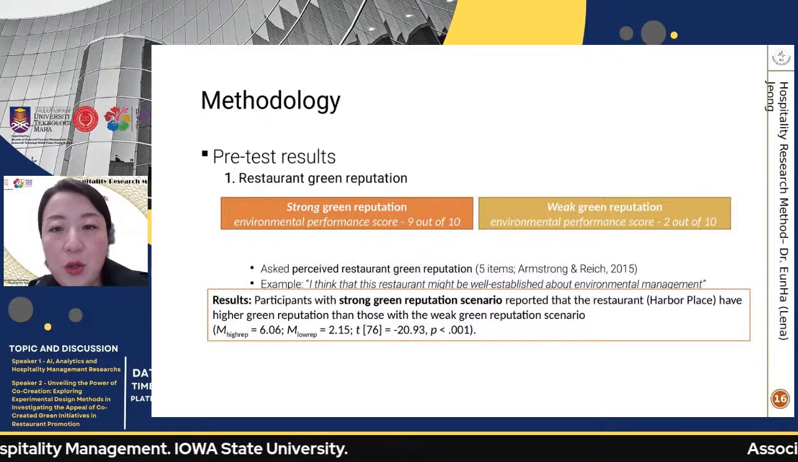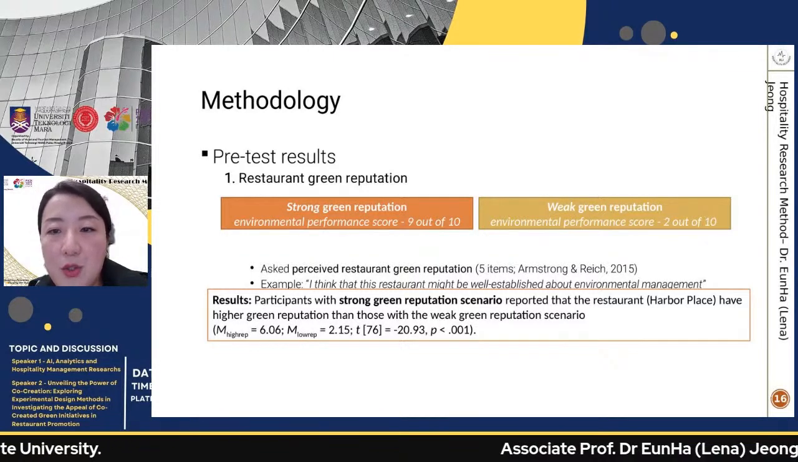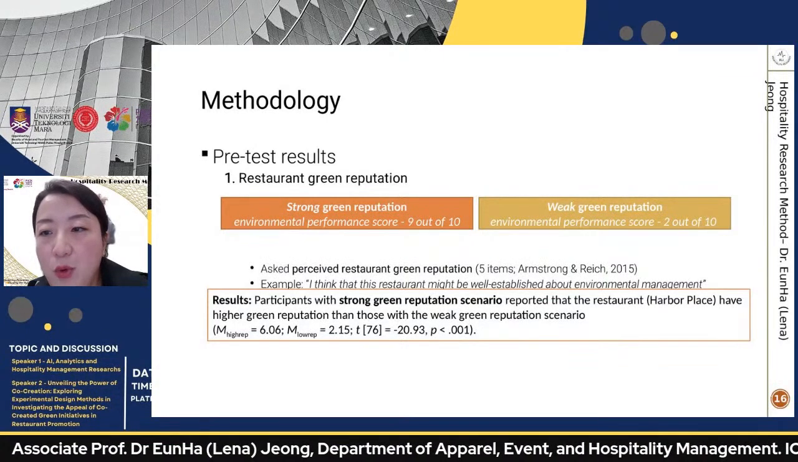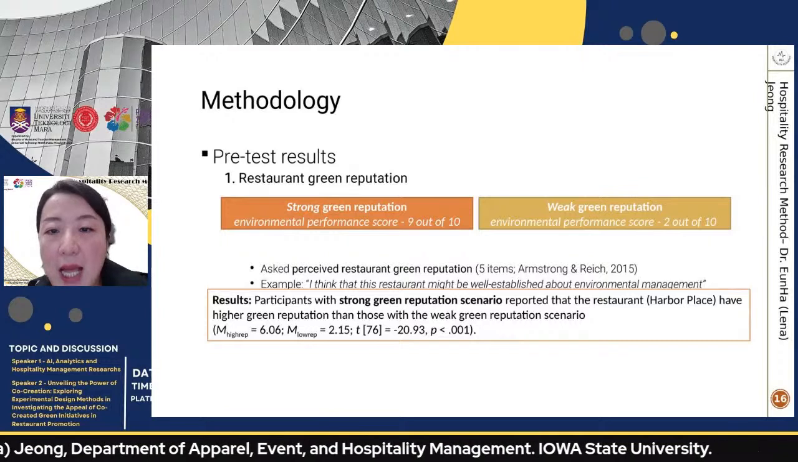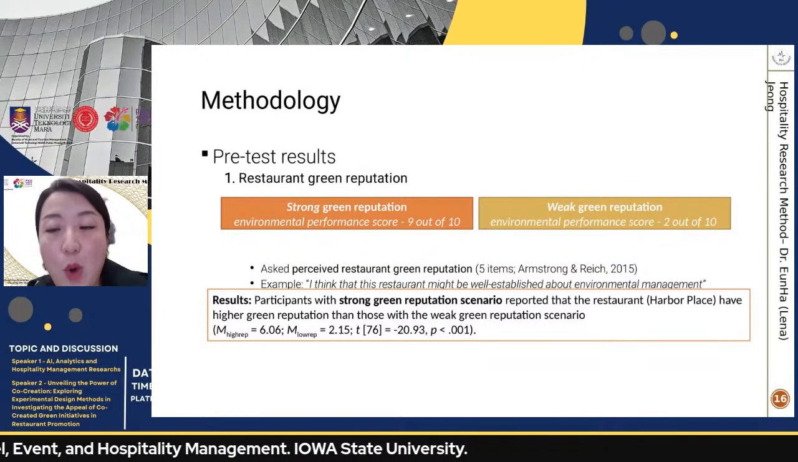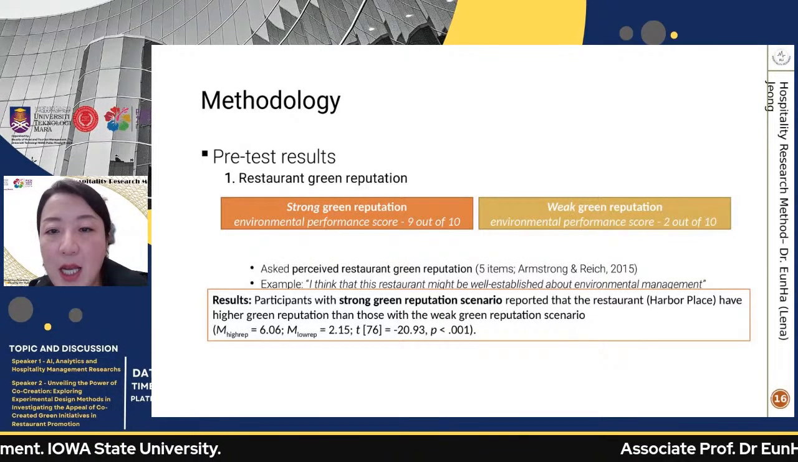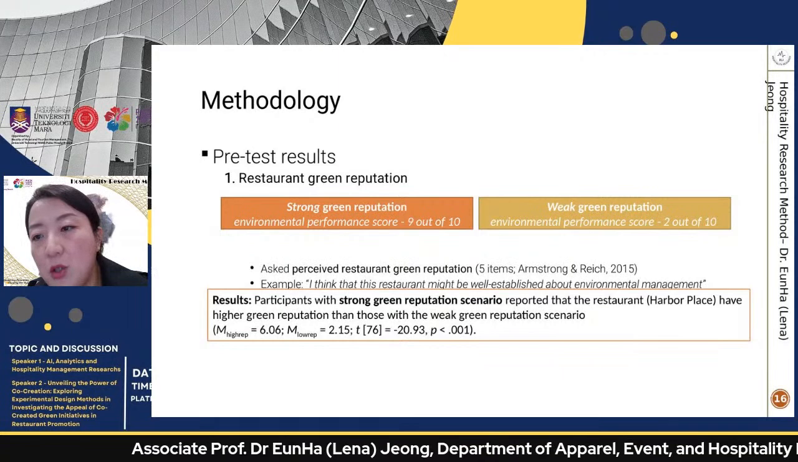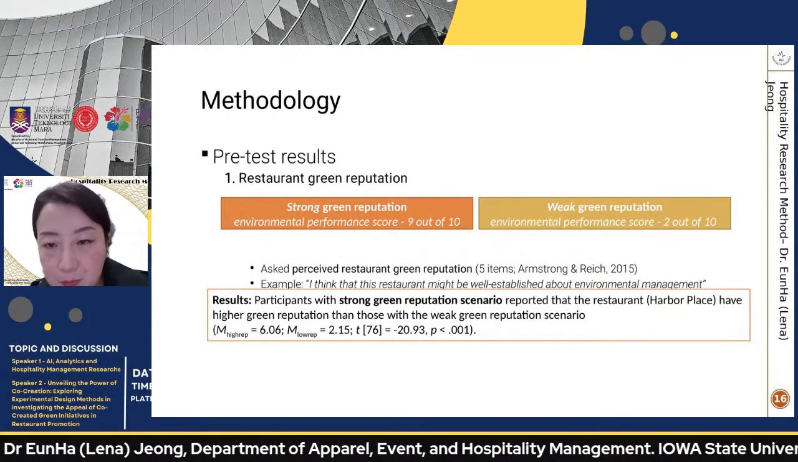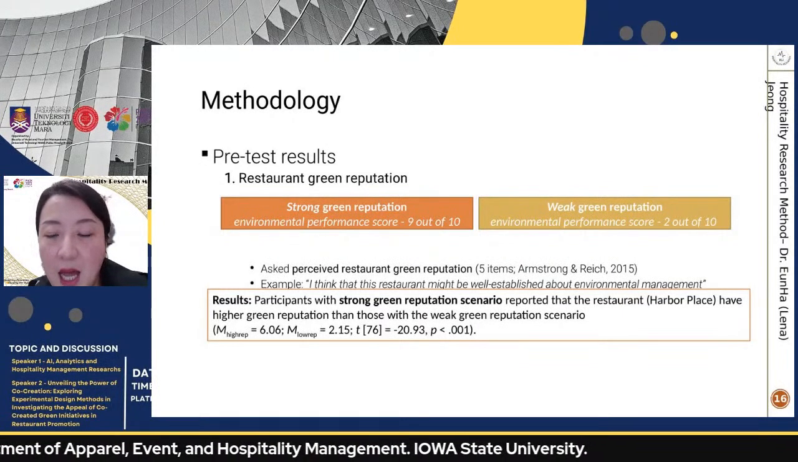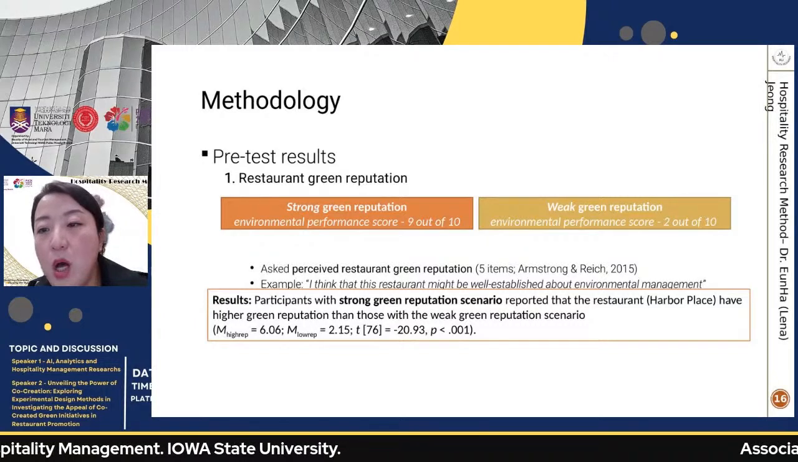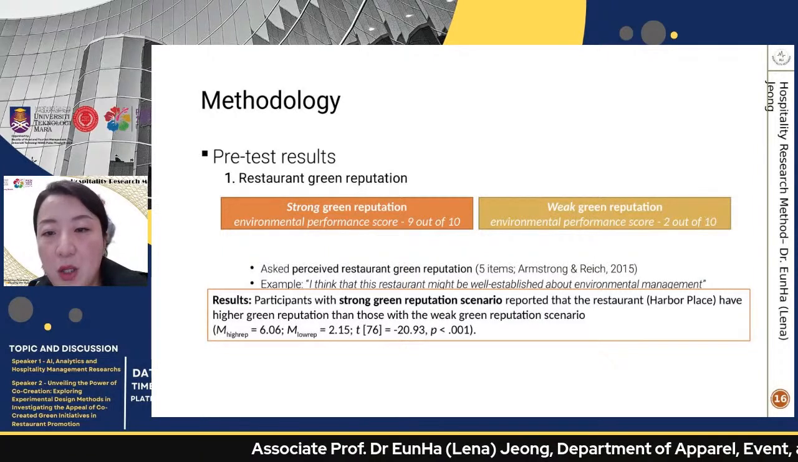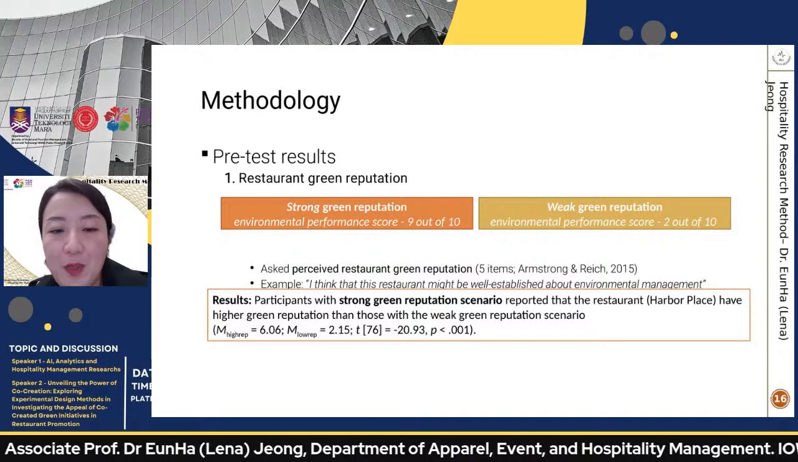So this is the pretest result for the scenario. As you see, we randomly assigned the participants into 2 different scenarios, strong versus weak green reputations. After they read the scenario, we asked them to indicate their perceived restaurant green reputation using 5 different measurement items. An example statement we used here is, "I think that this restaurant might be well established about environmental management." So we did a t-test, and the t-test result indicated that the participants with the strong green reputation scenario reported that Harbor Place, which is the restaurant we used, has a higher green reputation than those with the weak green reputation scenario.